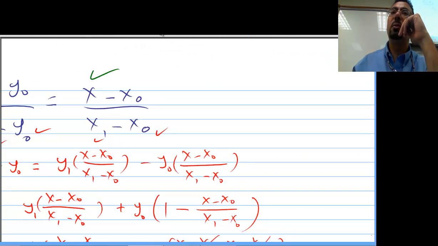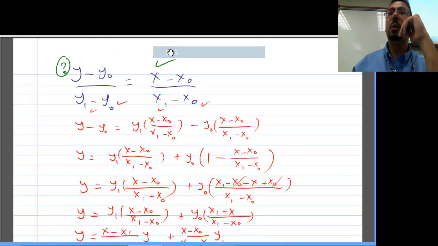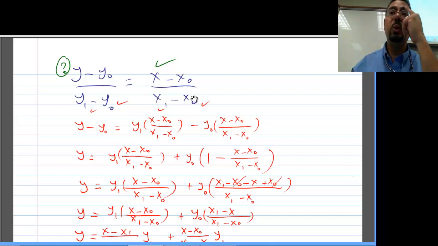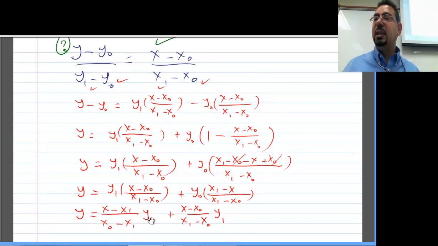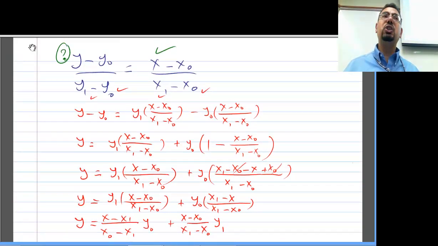This was the formula that I used when I was an undergrad. They gave it to us like this, so it stuck in my head. It's basically (y minus y naught) over (y1 minus y naught) equals (x minus x naught) over (x1 minus x naught). That's the proof that it's exactly the same. This is just much easier to remember. Alright? It's doing the same thing.